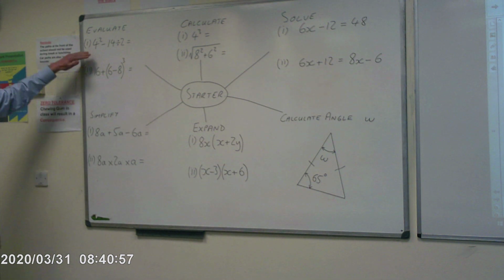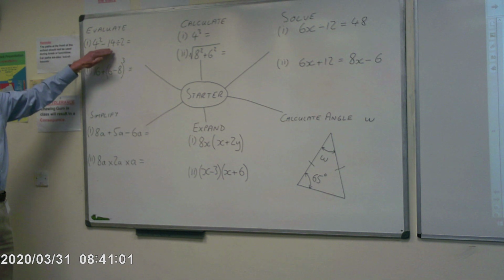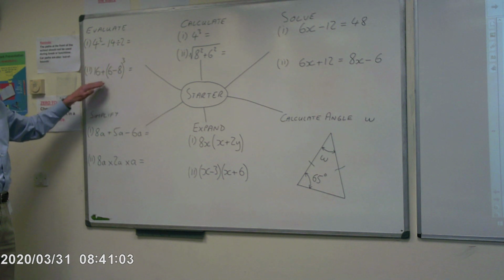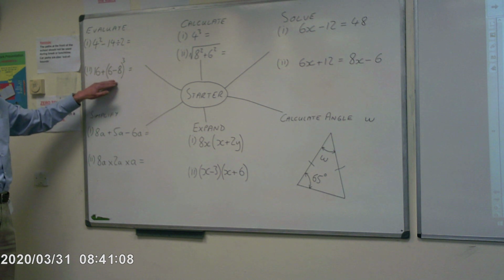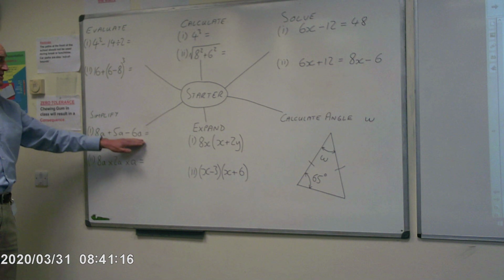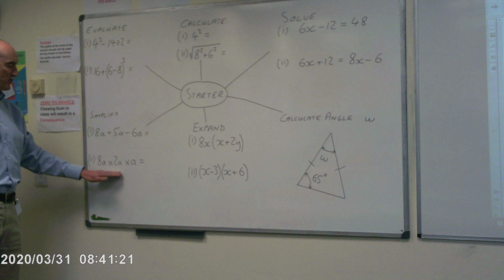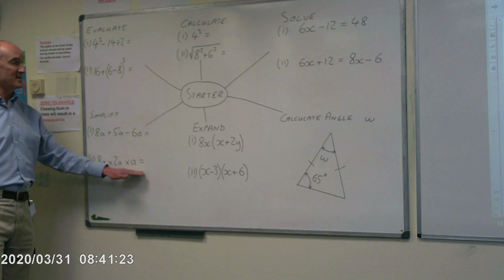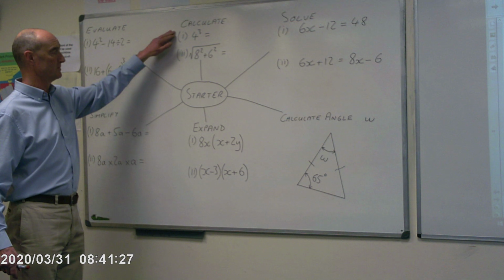So, evaluate. 4 squared, then there's a minus 14 divided by 2. The second one, 16 plus, then there's a bracket, 6 minus 8 cubed. So that bracket has been cubed. Simplify. 8a plus 5a minus 6a equals. Then we've got 8a multiplied by 2a multiplied by a equals, the value of 4 cubed.